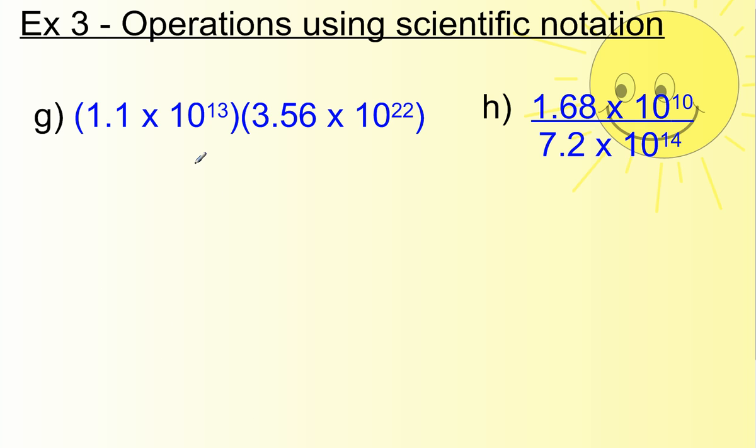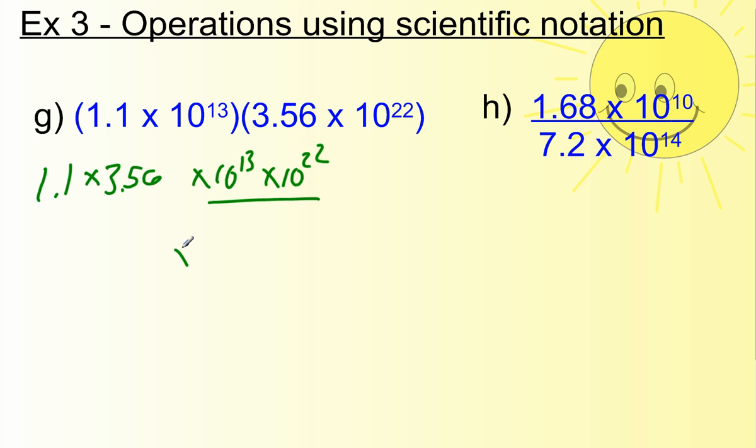Okie dokie. So first one first, I'm going to do the same thing and separate the decimal parts. 1.1 times 3.56, and the powers of 10: 10 to the 13 times 10 to the 22nd. That gives me times 10 to the 35th power, which is huge.